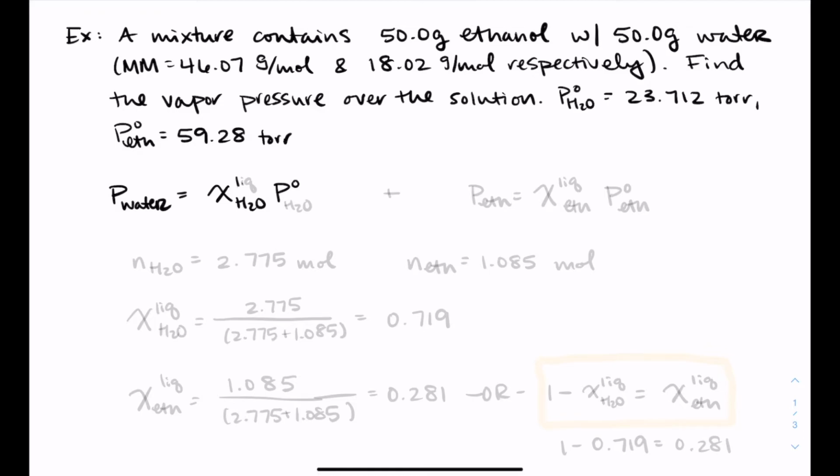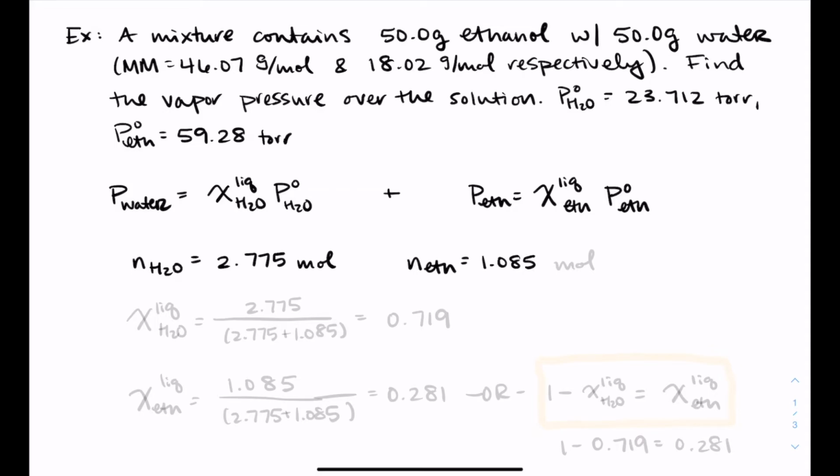Find the vapor pressure over the solution. So this means find the total vapor pressure over the solution, and we have the pure vapor pressures of each of these components. So the vapor pressure of the water will be the mole fraction in the liquid of the water times the pure vapor pressure of water. The vapor pressure of the ethanol will be the mole fraction in the liquid of ethanol times the pure vapor pressure of ethanol, and then the total is those two added together.